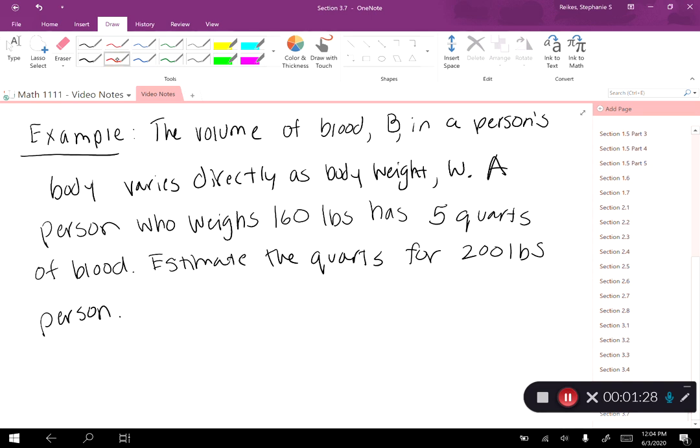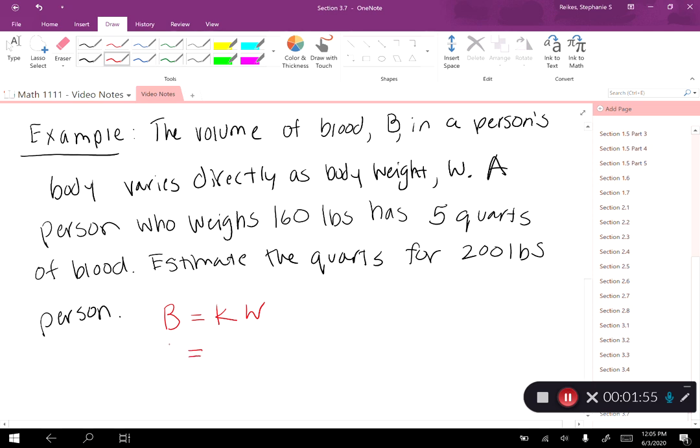We're told that B, a person's amount of blood, varies directly with body weight. So I'm going to use these variables. B varies directly, so directly is the multiplication one, with body weight W. So B equals KW. We're told a person who weighs 160 pounds has 5 quarts of blood.